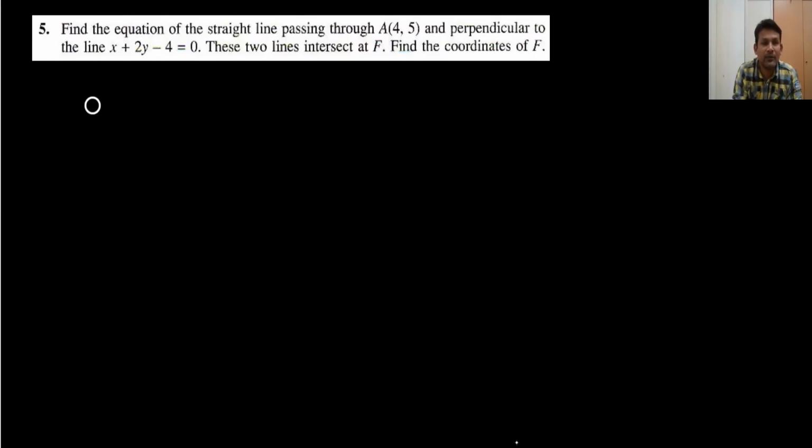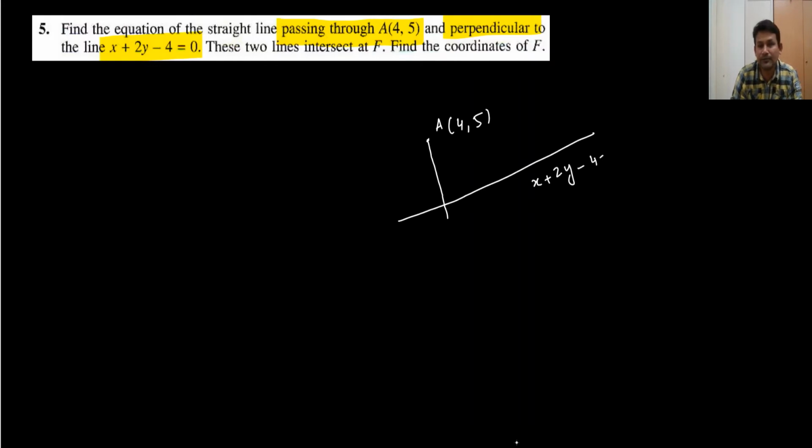In question number 5, find the equation of the straight line passing through this point and perpendicular to this line. Let's say A is the point (4, 5), and the line is perpendicular to this line x plus 2y minus 4 is equal to 0. Perpendicular means 90 degrees, and these two lines intersect at point F, the intersection. This point is A, perpendicular.